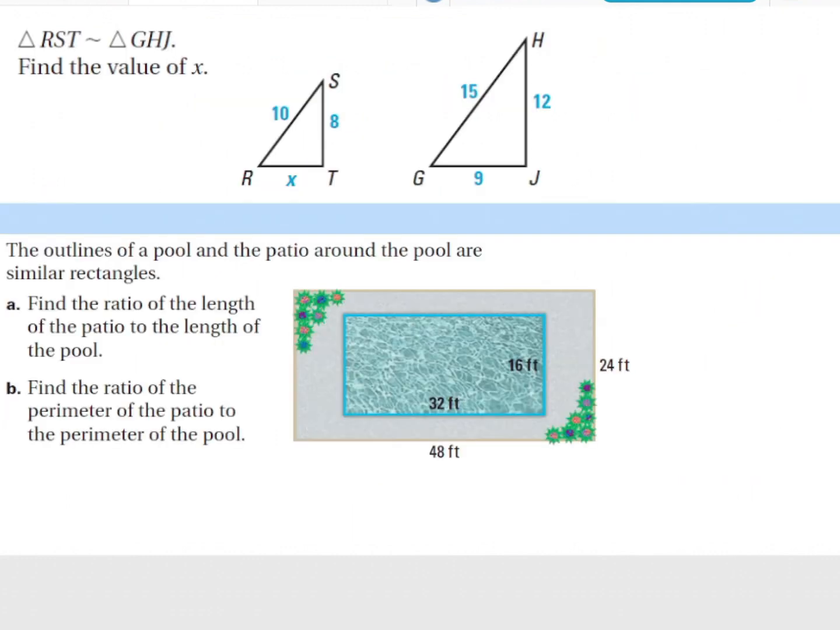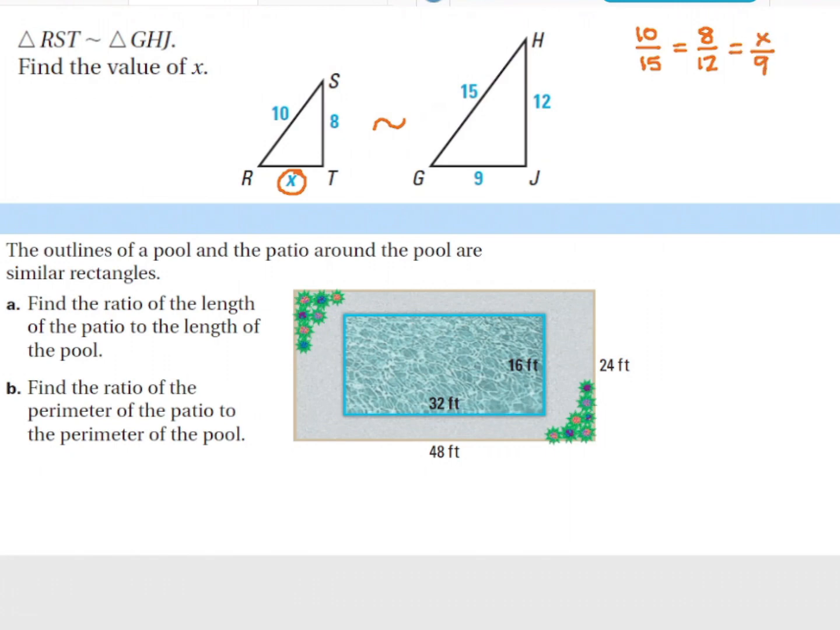Check this out. It tells me that these 2 triangles are similar to each other, and they're going to have me find the value of x. Well, x is a side. I know the angles are congruent, but the sides are proportional, right? So I know that that 10 must match with the 15 in the same way that the 8 matches with the 12, in the same way that the x matches with the 9.